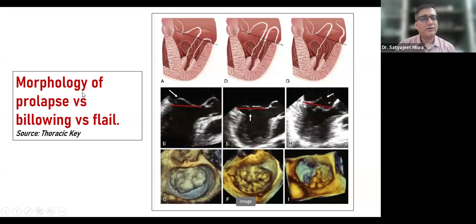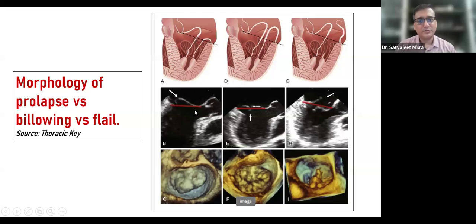Now, when we talk of mitral prolapse, there is a lot of terminology, and I want the residents to appreciate the difference between prolapse, billowing, and flail. Now, when we look at a mitral valve prolapse, essentially what we are saying is, if you look at the top image panel, image A, there's a black line, which is the annular level. So in patients with prolapse, the coaptation point overrides the annular level. That means that it goes above the level of the annulus.